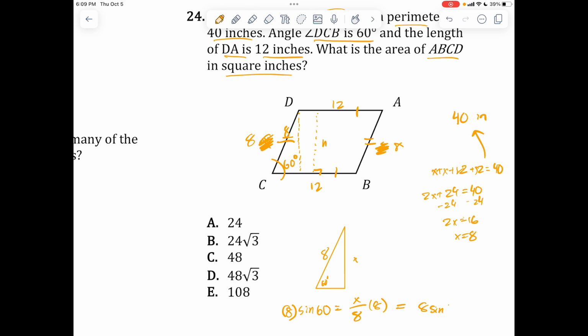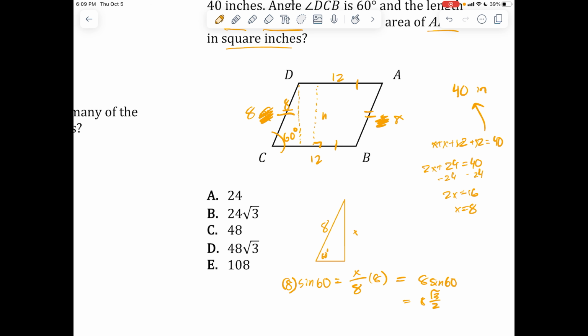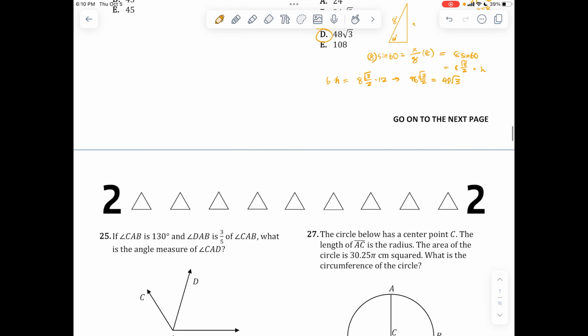8 sine 60 is equal to 8 times square root of 3 over 2, which is just sine 60. If you do it on your calculator, you'll find it should be about 0.86 times 8. Okay, so that gives us the height. Now base times height is equal to 8 square root of 3 over 2 times 12. That gives you 96 square root of 3 over 2, which is equal to 48 square root of 3. Answer option D. Okay? Moving on along.